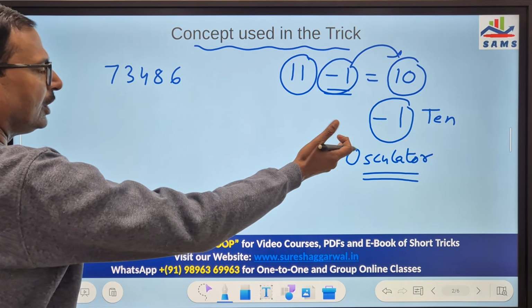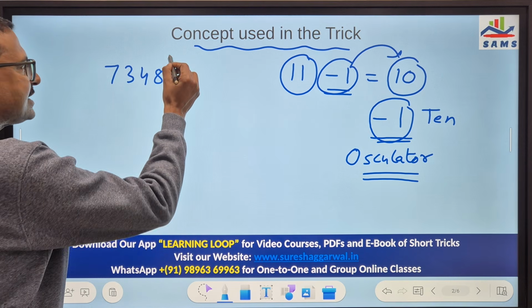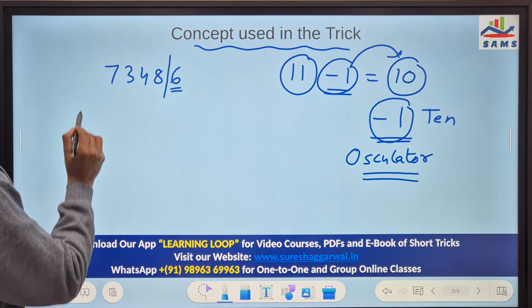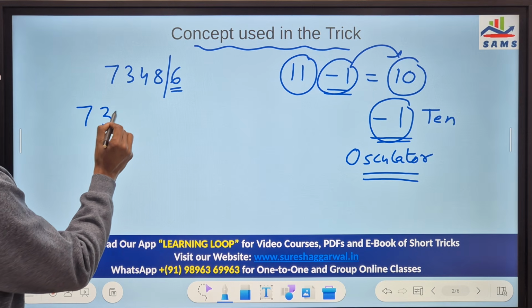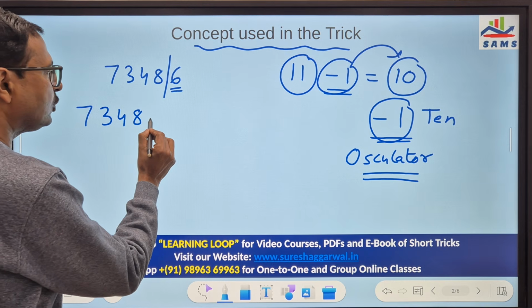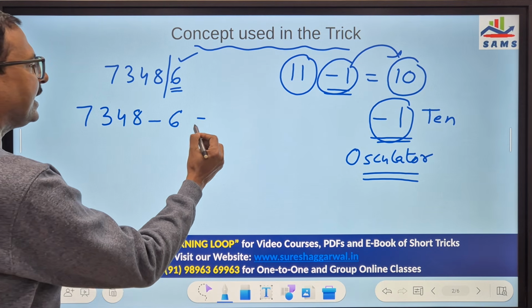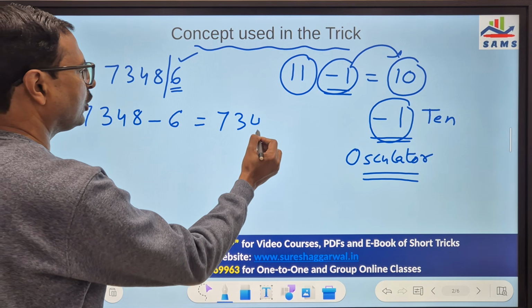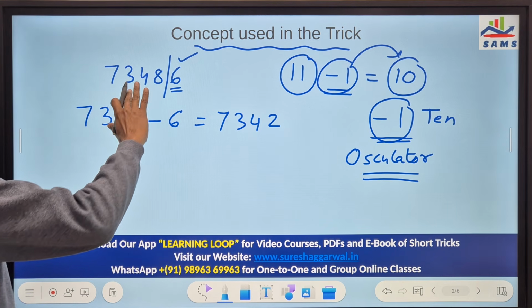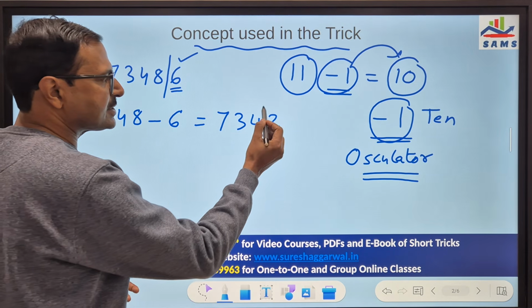So what do I do with this minus 1? For this number, I will separate out the unit digit 6. I will write the remaining number 7, 3, 4, 8. And because it is minus 1, so I will do minus 1 times the unit digit, which is 6 itself. And that gives me 7, 3, 4, 2. A 5-digit number has been converted to a 4-digit number. And I am going to repeat this process now.